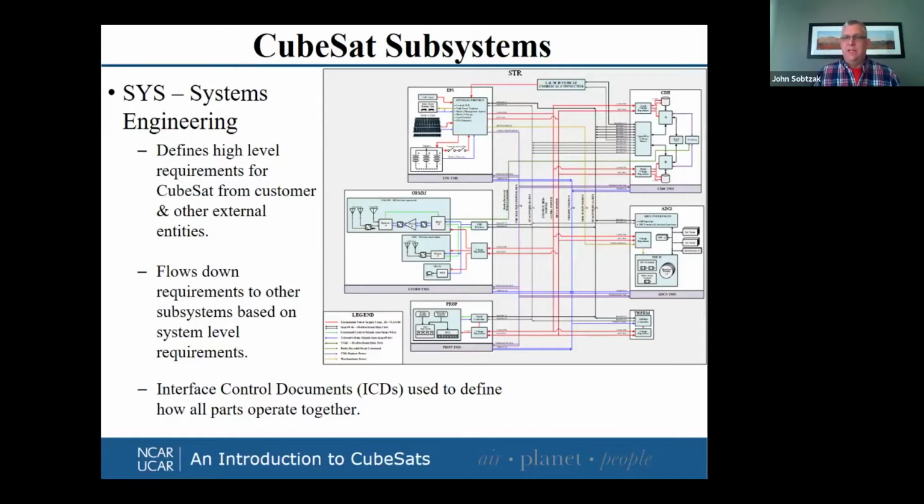Like, for example, what's the power voltage going from EPS to the command and data handling? What's the data line? Is it an Ethernet? Is it a SpaceWire? The image I put up here kind of gives you a nice example of a system view of a satellite. I did this as part of my satellite engineering class.